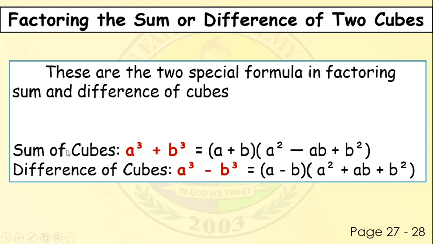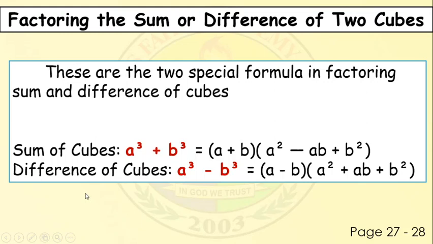First, for the sum of cubes, we have a cubed plus b cubed equals quantity a plus b times quantity a squared minus ab plus b squared. And for the difference of cubes, we have a cubed minus b cubed equals quantity a minus b times quantity a squared plus ab plus b squared.